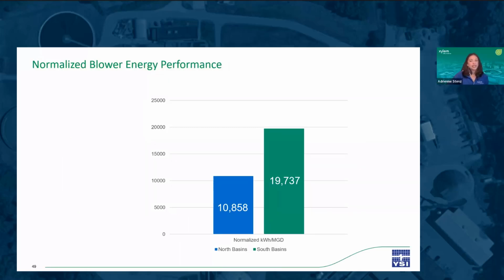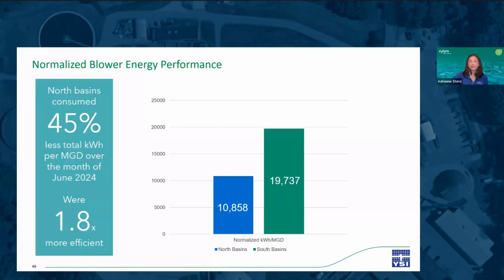We can take the difference between these two values divided by the South to find that the North Basins consumed 45% less kilowatt hours per treated MGD, or were 1.8 times more efficient than the South blowers per volume of flow treated. This is essentially saying that the South aeration blowers took almost twice as much energy to treat the same amount of wastewater, or at least they did for the month of June 2024, which is a huge difference.